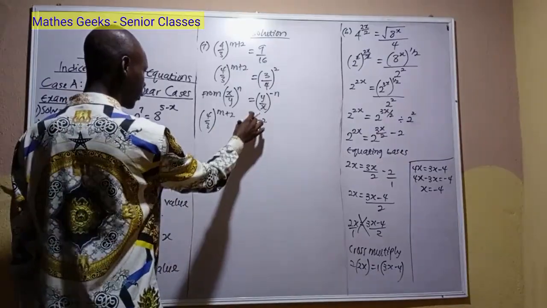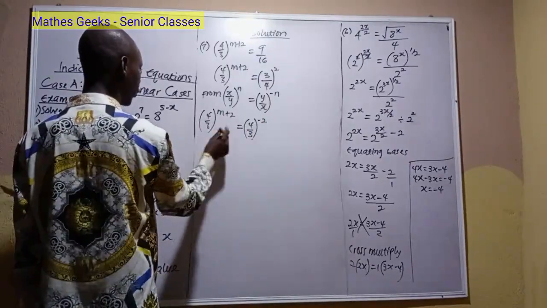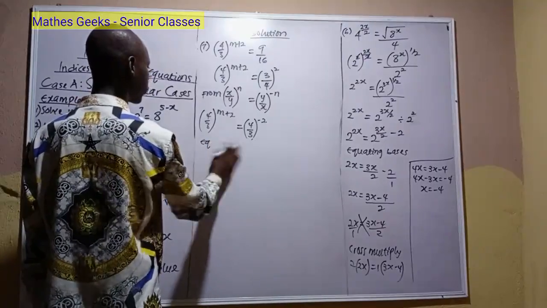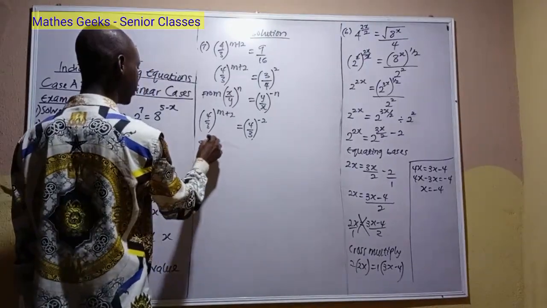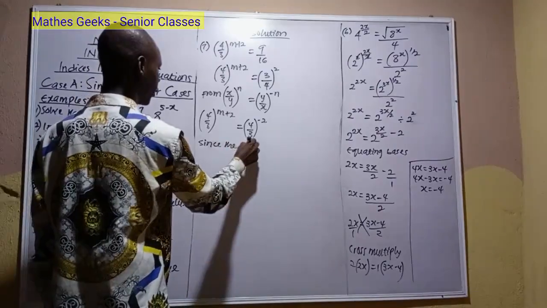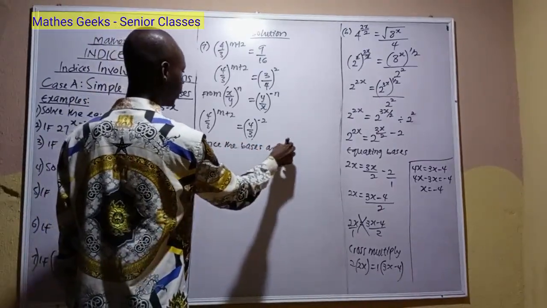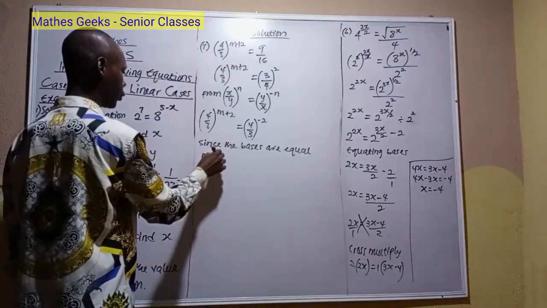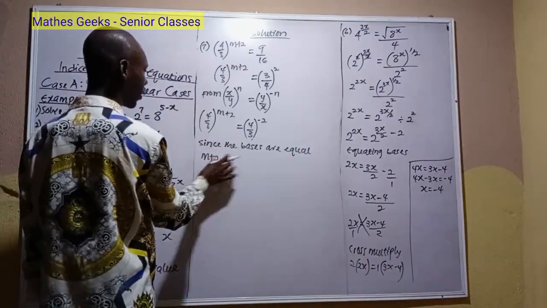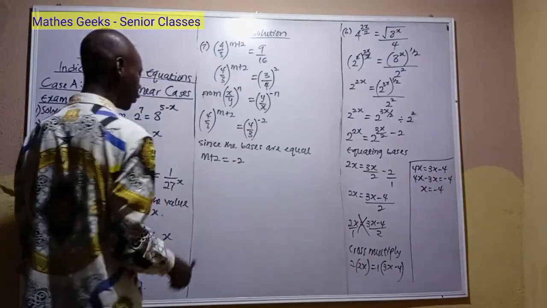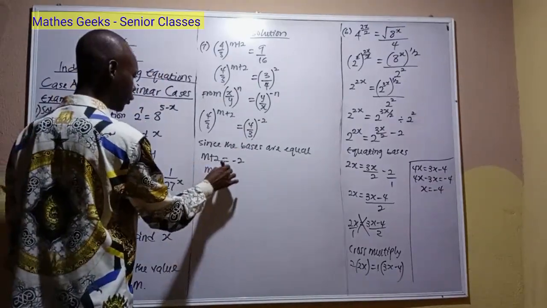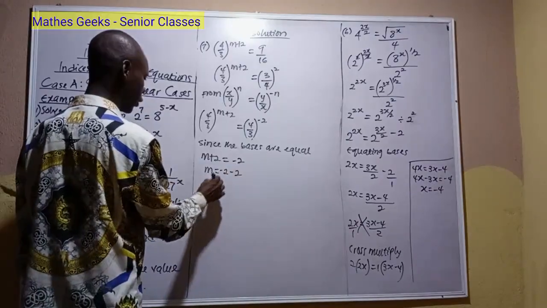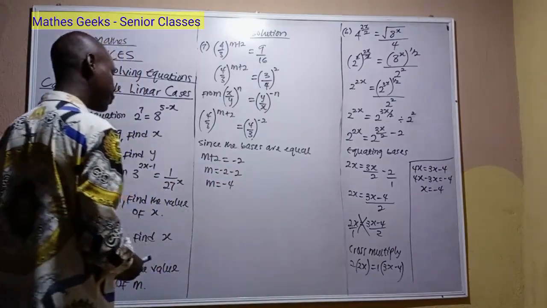So therefore now the bases are equal. So since the bases are equal, the powers are also equal. So n plus 2 is equal to minus 2. So n is equal to minus 2 minus 2, and n is equal to minus 4.